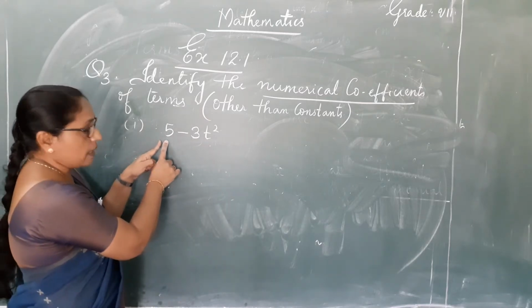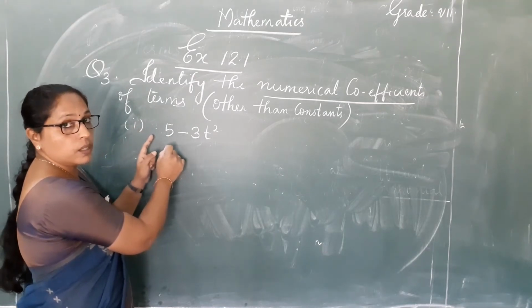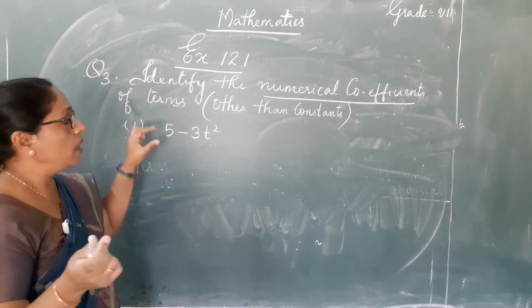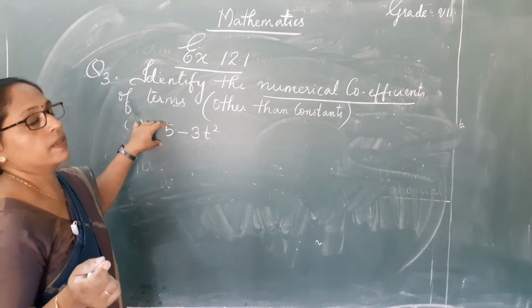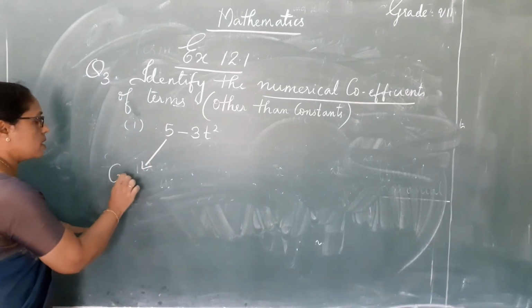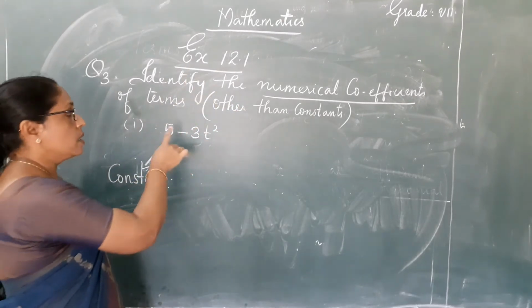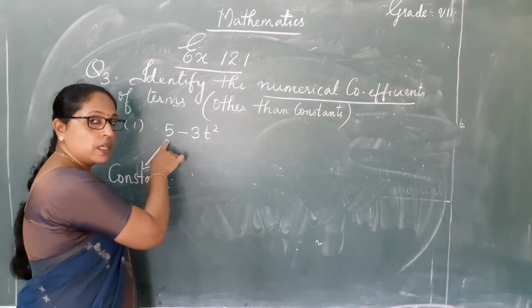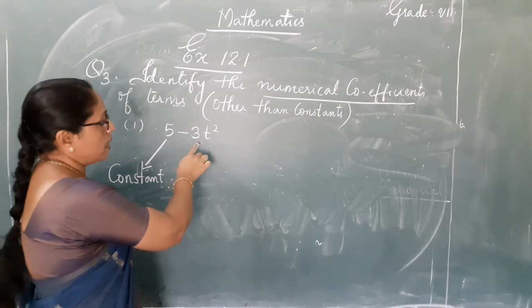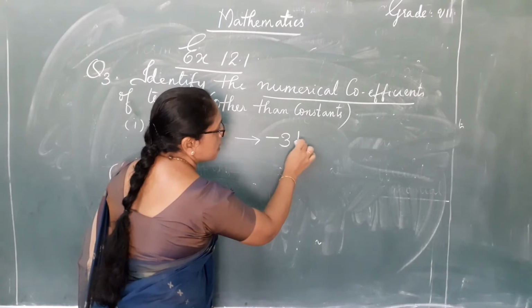Here we could see 5. Does this 5 have any variable? No. So what do you say when there is no variable in a term? Yes, this is a constant. So 5 is a constant. Our question says other than constant, so we don't have to see the constant term. Look at the next term. What is the next term? The next term is negative 3t square.